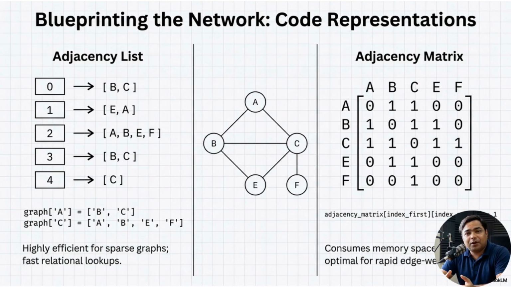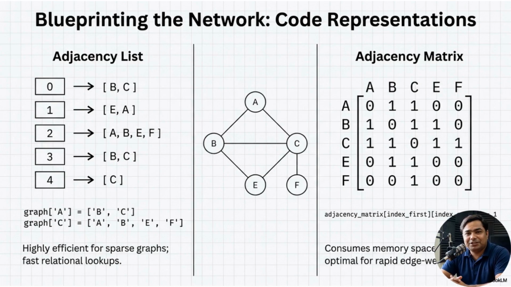Now that we understand what a graph is, the next question is, how do we represent a graph in code? There are two common methods, adjacency list and adjacency matrix. Let us start with the adjacency list. In an adjacency list, each node stores a list of nodes connected to it. For example, if node A is connected to B and C, we can write A points to B and C. This is very efficient when the graph is sparse. A sparse graph means there are not too many edges compared to the number of possible edges. For example, if we have 1000 people, each person may only be connected to 10 or 20 other people.